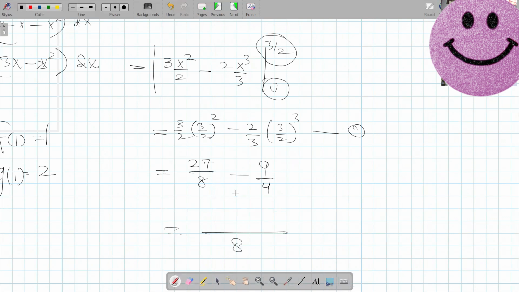8 will be the LCM. So 27 same, 2 nines are 18. So 9 over 8. This is the required area. Right, I see.